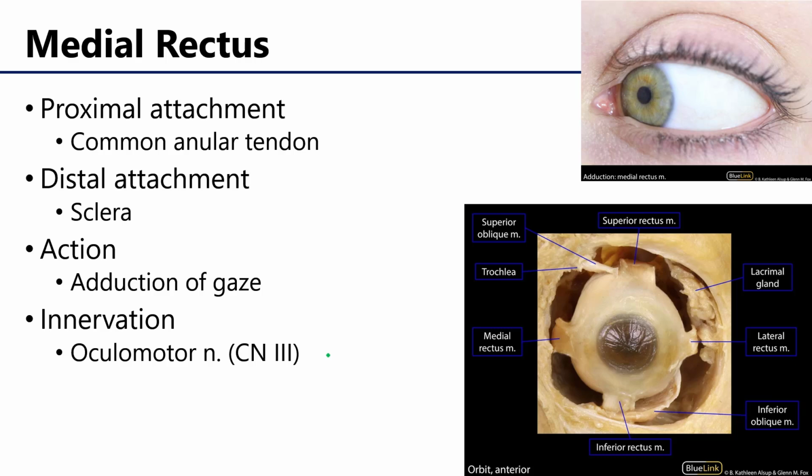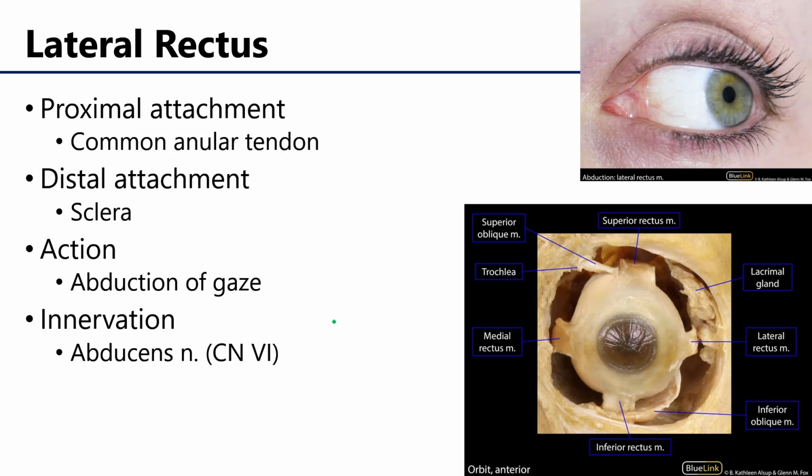Now let's look at the medial rectus. The medial rectus, like the superior rectus, takes its origin or proximal attachment from the common annular tendon, and its distal attachment is on the medial aspect of the sclera. Medial rectus muscle has the most simple action, well, it's tied for the most simple action of all of the extraocular muscles, in that it just adducts gaze, meaning it moves gaze medially, as we can see here. So toward that medial canthus of the eye, and it is innervated by the oculomotor nerve.